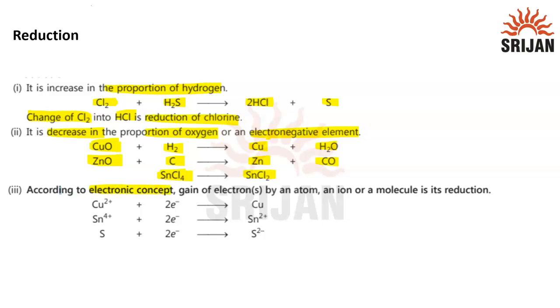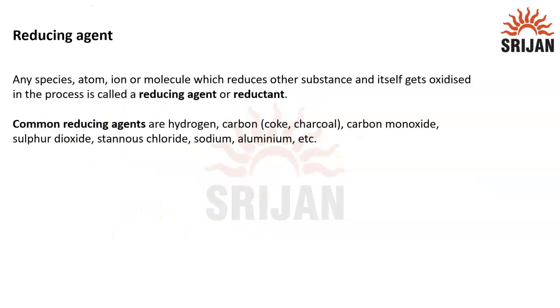Then according to the electronic concept, gain of electrons by any atom or ion or molecule is called reduction. For example, if Cu2+ will gain 2 electrons to become copper, we will say that Cu2+ has been reduced. Similarly, Sn4+ on getting 2 electrons will be converted into Sn2+. We will say that this Sn has been reduced. Similarly, sulfur on gaining 2 electrons will become S2-, means sulfide ion. We will say that sulfur has been reduced.